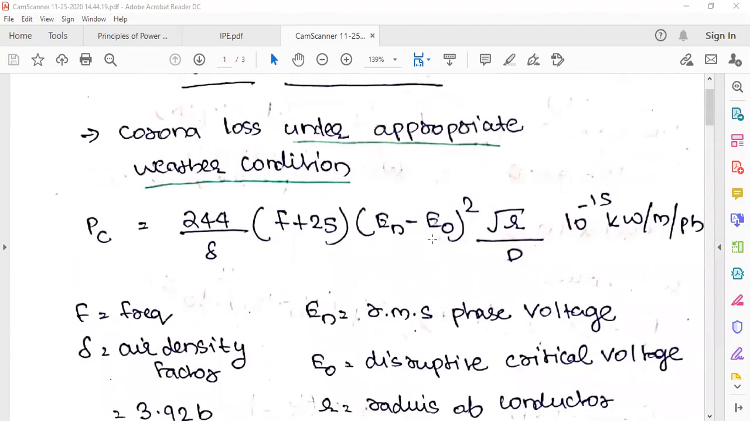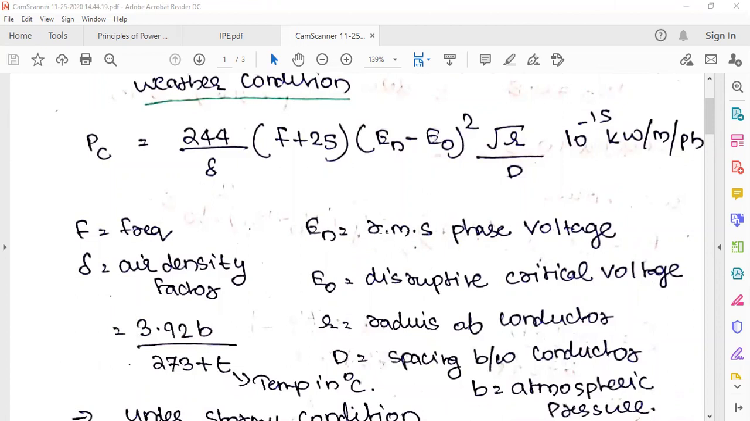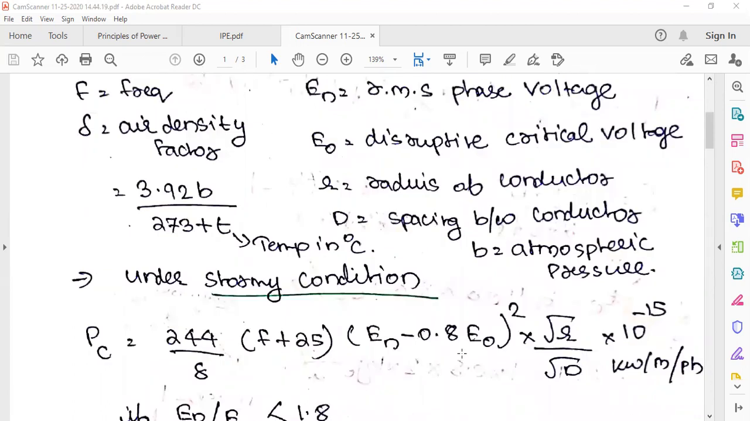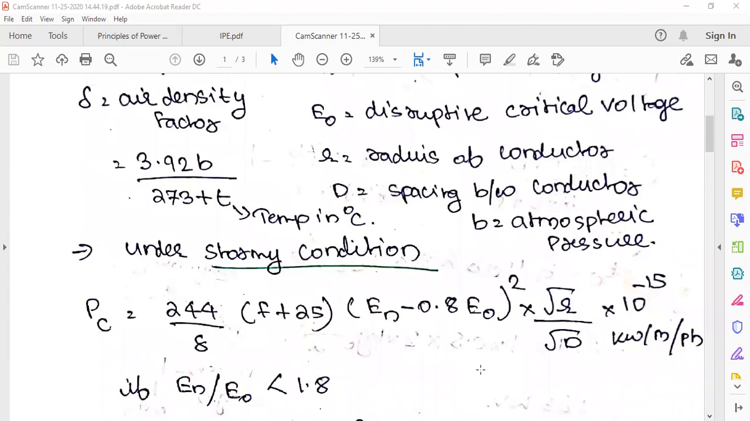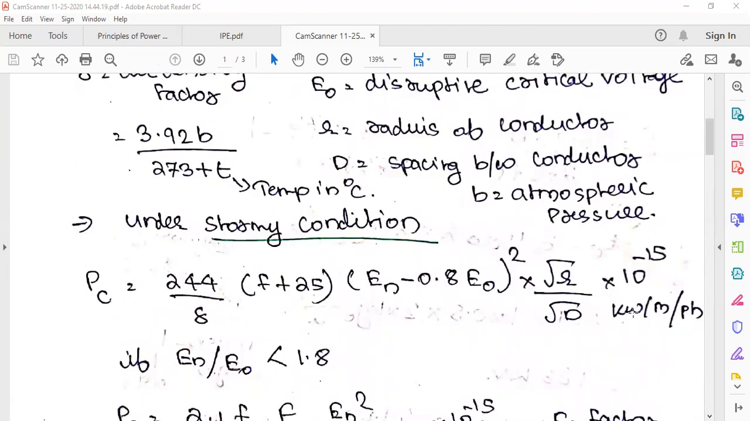That's for the case of proper weather condition. Under stormy condition, where we have more humidity, corona power loss Pc is equal to 244 by 0.8 into (F plus 25) into (En minus 0.8 into E naught). So the critical disruptive voltage becomes 0.8 into E naught, the whole square into root of R by D into 10 raised to minus 15 kilowatt per meter per phase.